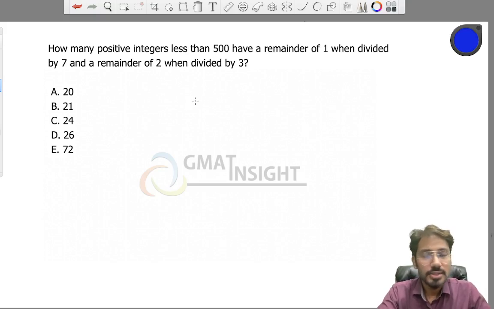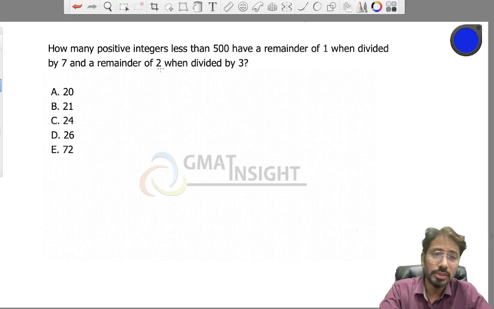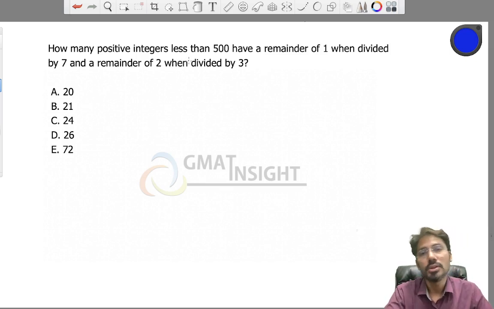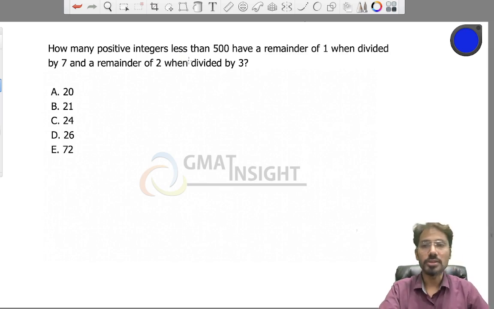Hi, guys, let's just see this question again. A question that some of us are finding really difficult, but in my opinion, this is not really very difficult if you just pay attention to either one of the two concepts that I'm going to discuss with you.